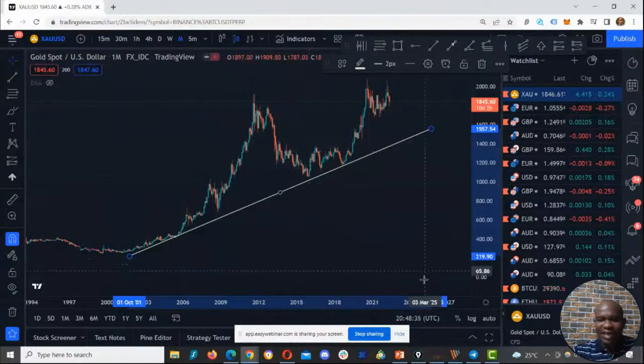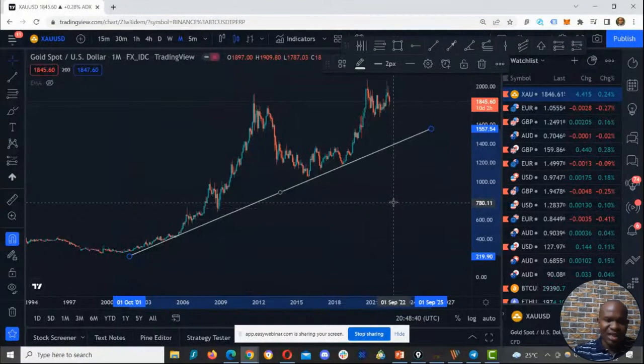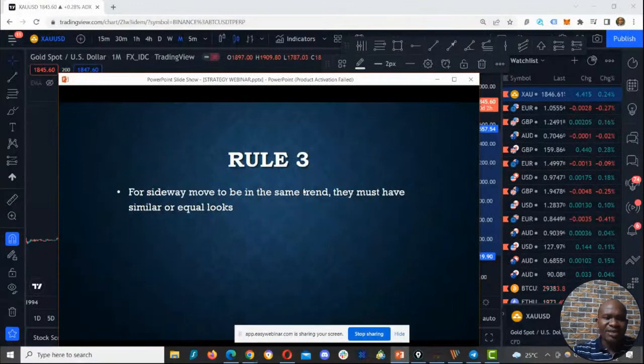All right, so let's establish the next rule. As we're establishing the rule, we are working on this chart. Finally, you can see what trade we can take using just trend line analysis. Now let's take a look at the third rule. For sideways moves to be in the same trend, they must have similar or equal looks. Let me repeat: for sideways moves to be in the same trend, they must have equal or similar look.